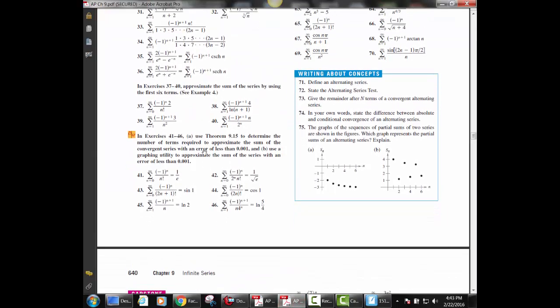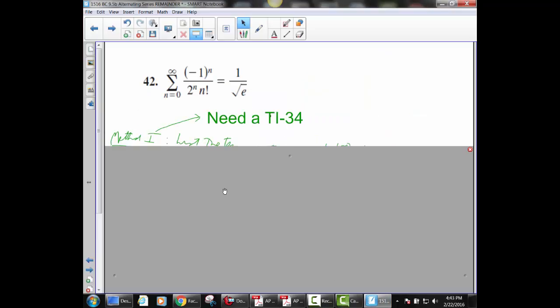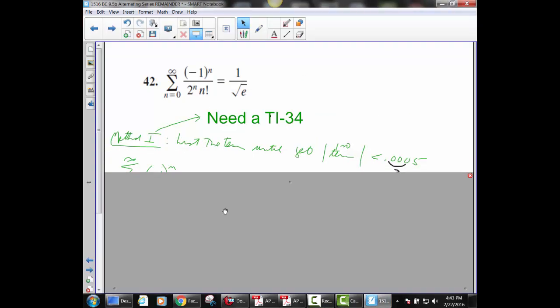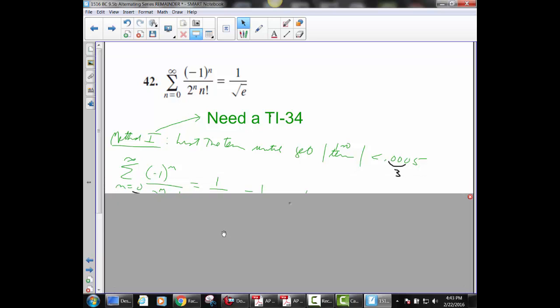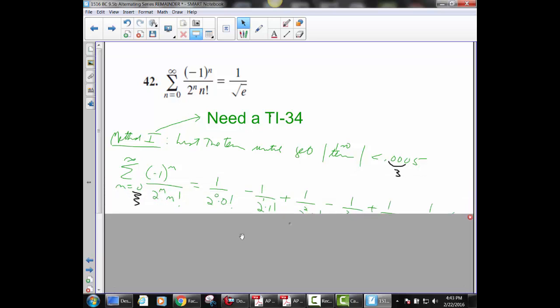So we're looking at number 42. Use the theorem to determine the number of terms required to approximate the sum of the convergent series with an error of less than 0.001. All right, so first method. List the terms until you get the first term whose absolute value is less than 3 decimal places. Remember, we want an error of less than 0.001, so we need to go 1 place further than that. So 3 decimal places means we need 3 zeros and a 5.